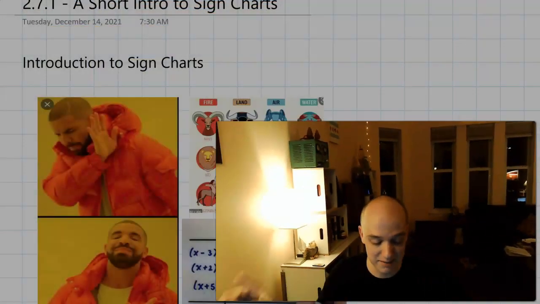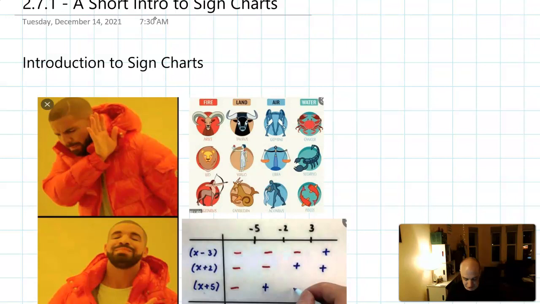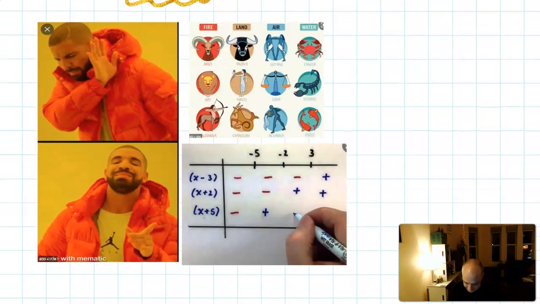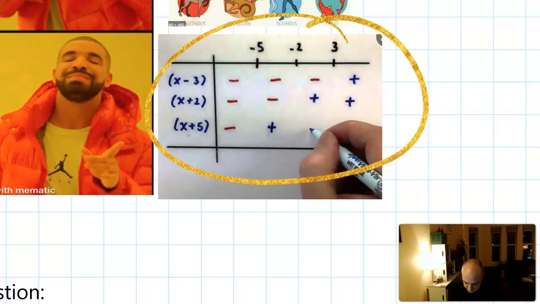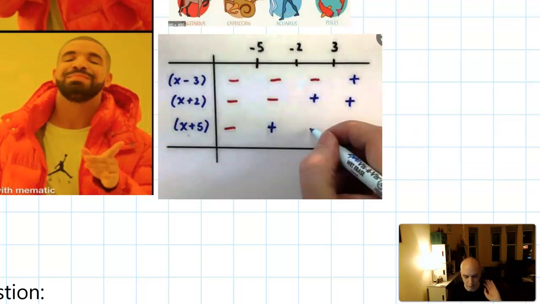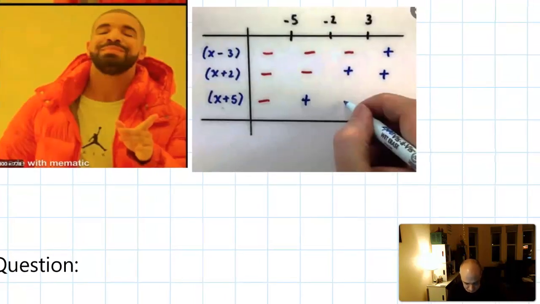Hello everybody. Today we are going to look at a strategy that is useful in all of mathematics, Math 4, calculus, and beyond, and that is the strategy of making sign charts. Not sign charts like this, but sign charts like this. So, what are these cool things, and how can they be used? Well, let's do a problem.